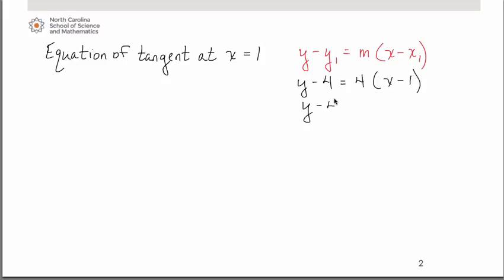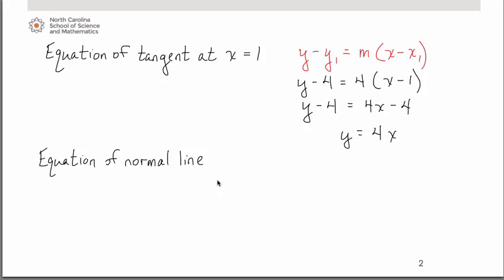We can rearrange that a little bit, and we end up with simply y equals 4x because the 4's will cancel. Now let's get the equation of the normal line. Now once again we can use point-slope form of a line, so we can still start out y minus 4. Now for the slope though, remember the slope that will be perpendicular to that which we have here, the slope of 4, will be the opposite reciprocal. So the slope of the normal line will be a negative 1/4.